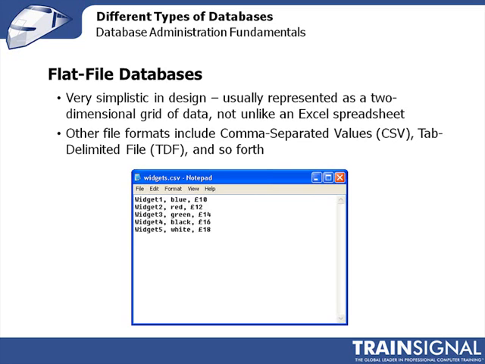For example, this image from Windows Notepad shows a very simplistic flat file database. This database has 5 different data items in it, widgets 1 through 5, and each of those data items has 3 different pieces of information about it. The name or ID, widget 1, the color, blue, red, green, and so forth, and then a price.